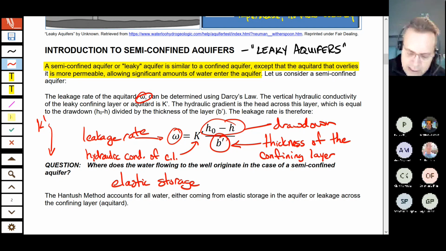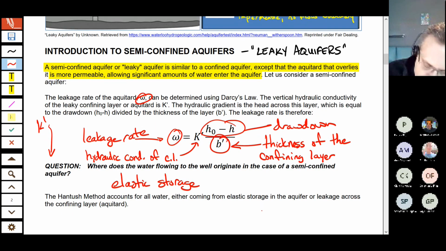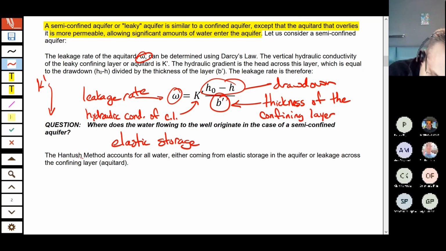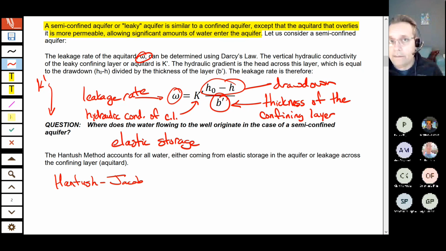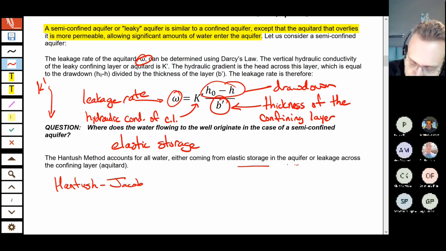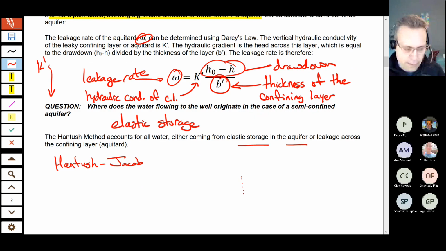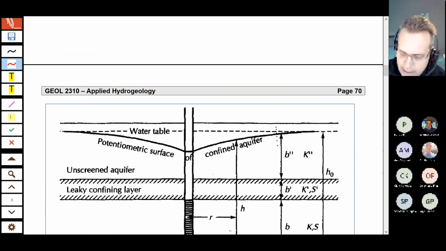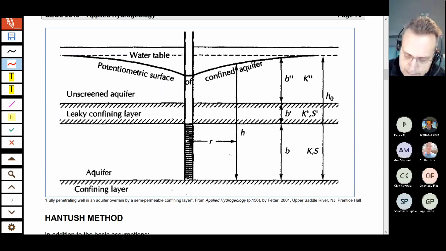Okay, so this Hantush method, and I'll just change it a little bit. It's actually not just called the Hantush method. It's called the Hantush-Jacob method. The same Jacob from Cooper-Jacob, you'll recall, from the confined aquifer analysis. It accounts for all water coming from elastic storage in the aquifer or leaking across that confining layer. So we'll have a new set of equations, and some new variables to contend with.